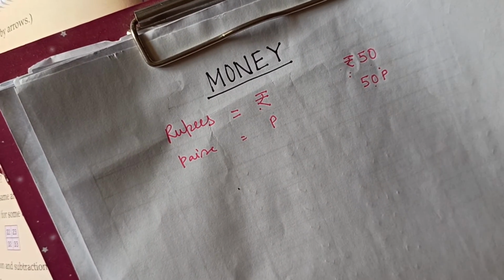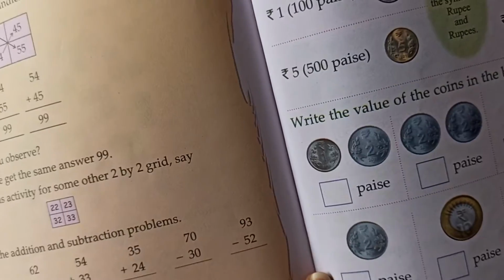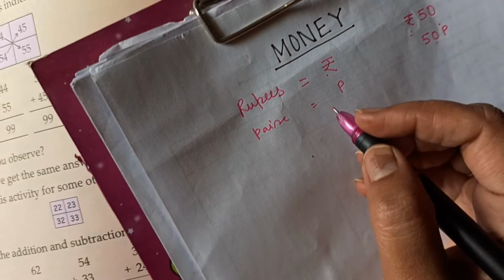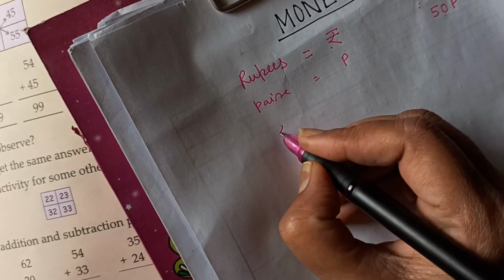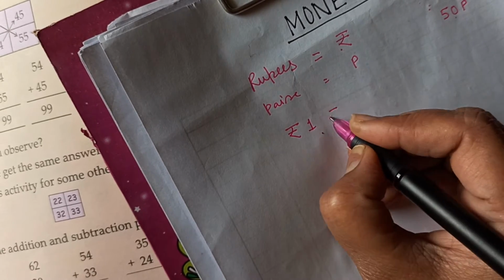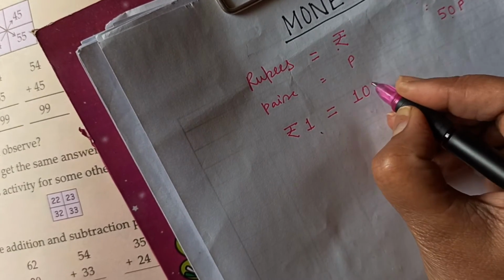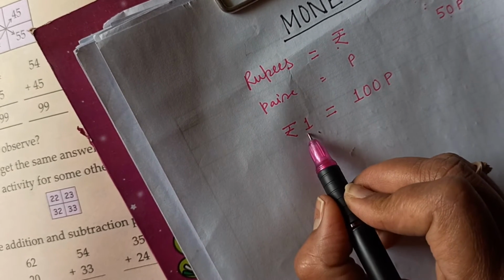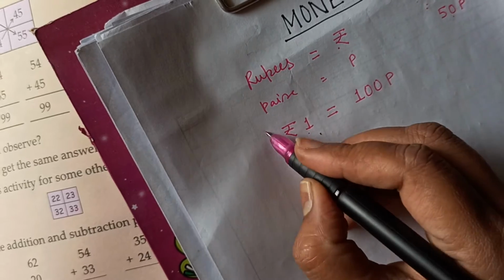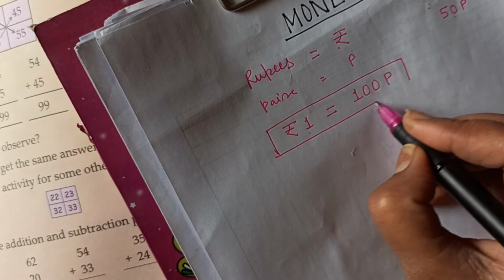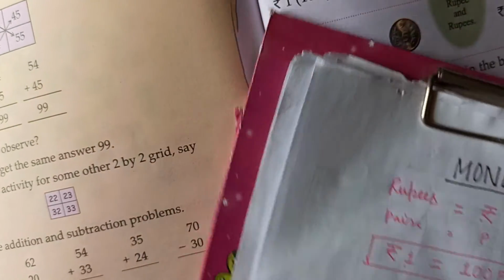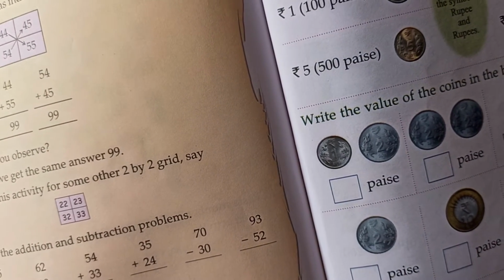Now come to your book. Yes, one more thing. 1 rupee equals how many paisa? 100 paisa. Remember this thing, this is a very important thing. 1 rupee equals 100 paisa. 1 rupee equals how many paisa? 100 paisa.